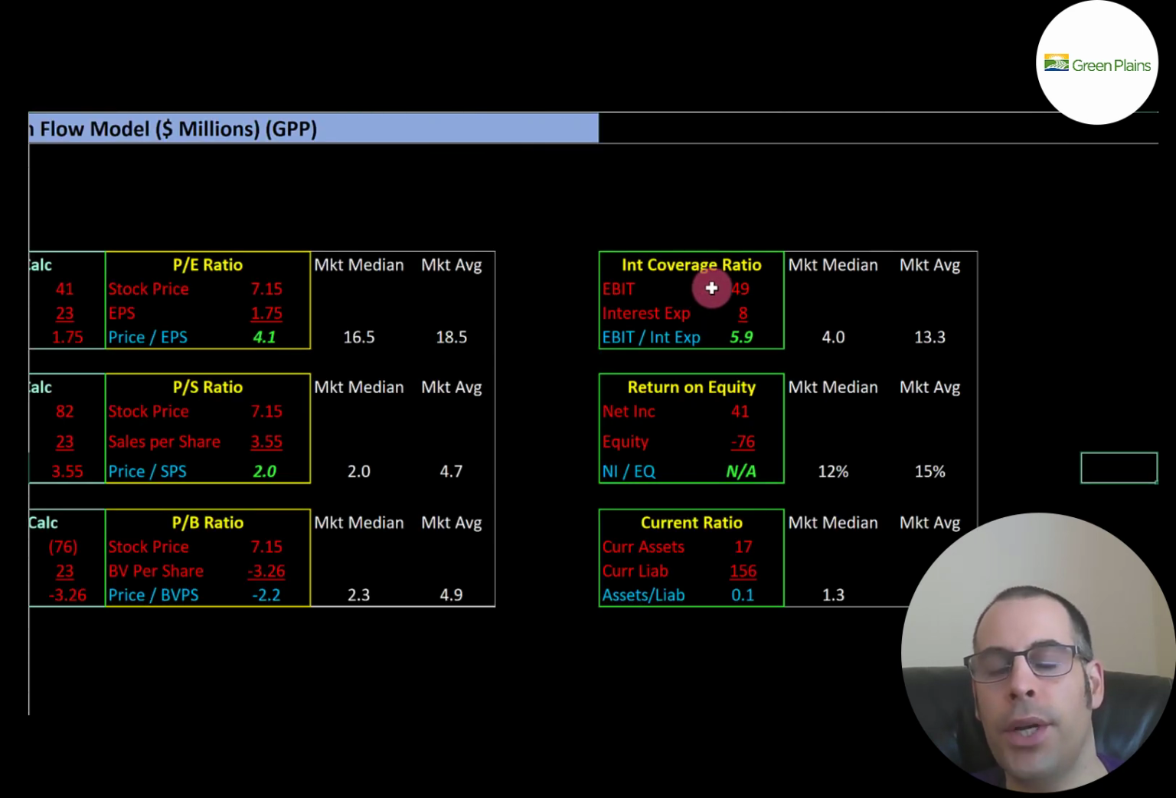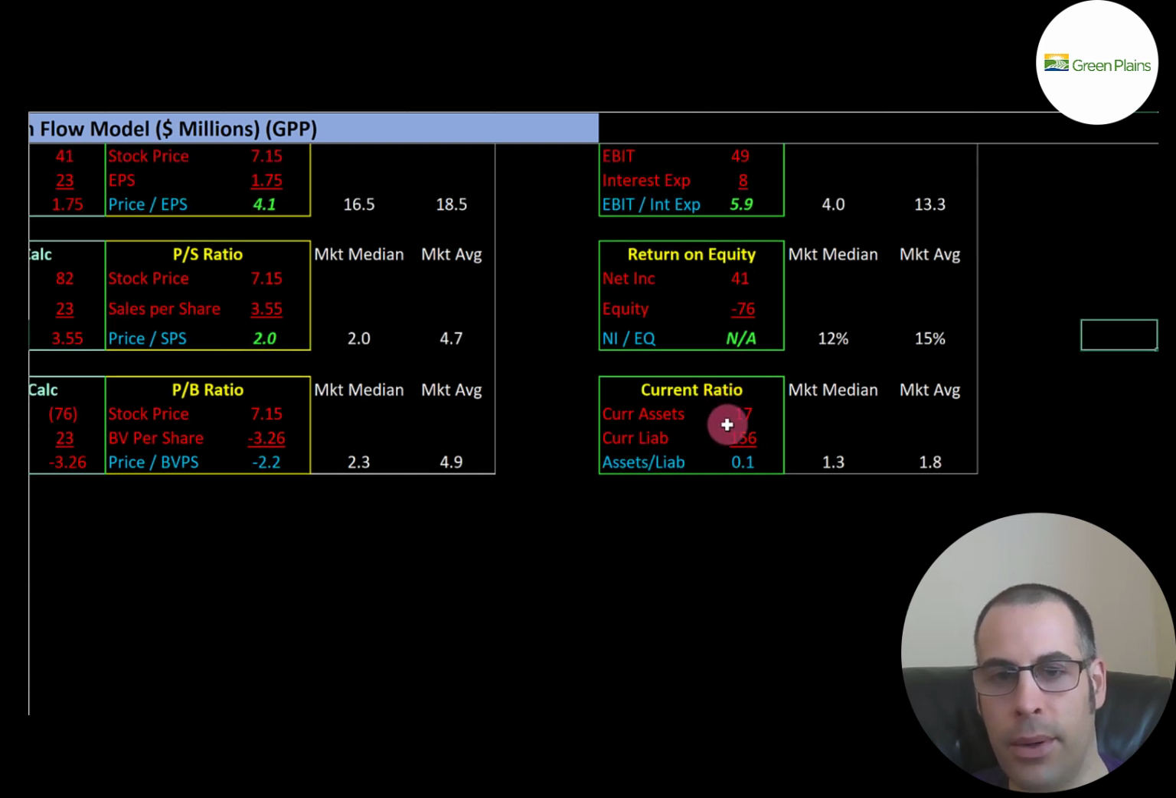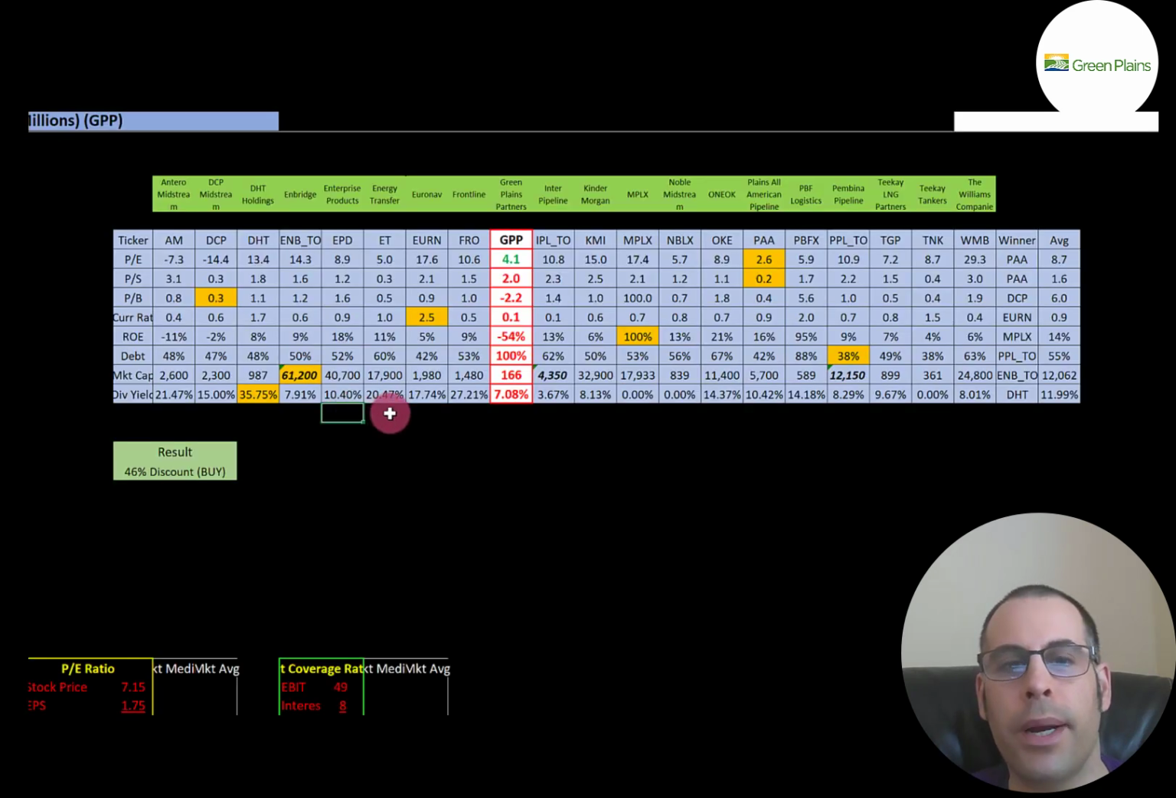Really good interest coverage ratio, that's EBIT over interest expense. They're at 5.9. They have negative ROE, so we can't look at that. Current ratio is terrible, that's current assets over current liabilities, so they can't even come close to covering their current liabilities. The best way to look at ratios is to compare them to similar companies.